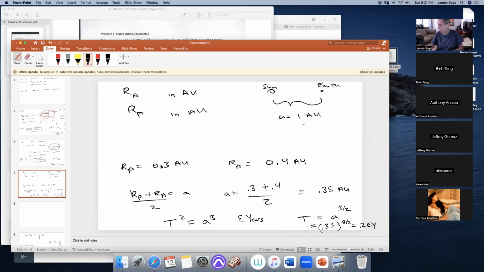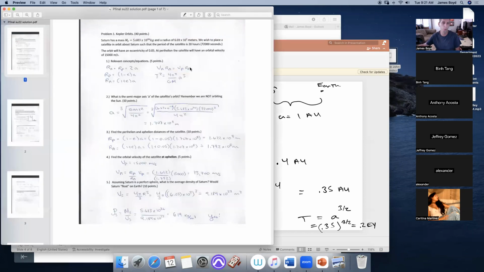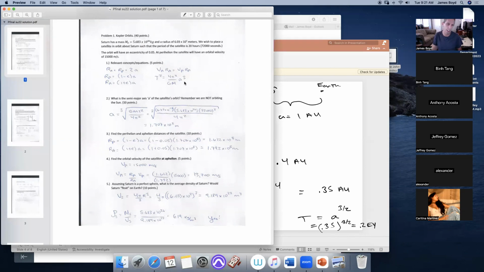But the equations are still the same. All these equations are still the same, except this is equal to 1 if T is in Earth years and A is in AU. I'm not going to do that conversion for you, but it actually does work if you do the conversion from Earth years, seconds per Earth year per period, and meters per AU per A.